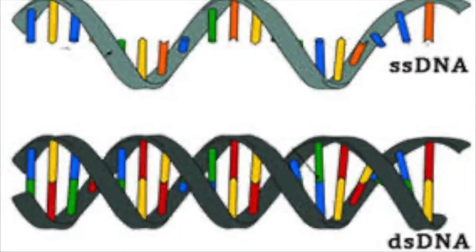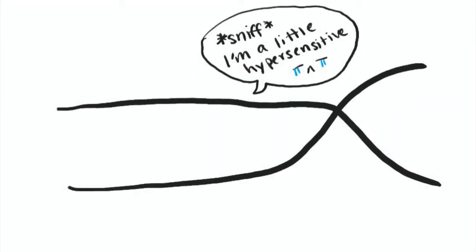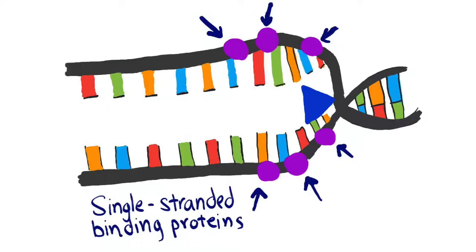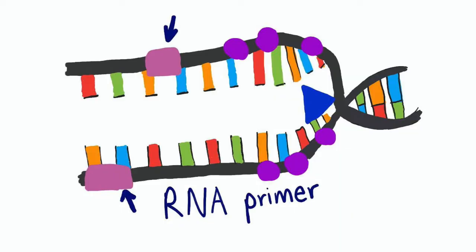The single-stranded DNA, or ssDNA, is less stable than its original double-stranded form, and is hypersensitive in nature. To protect the genome, single-stranded binding proteins stabilize the individual DNA strands. In this way, single-stranded binding proteins maintain the annealed structure of the single-stranded DNA. The enzyme RNA primase then synthesizes RNA primer, which is then attached to both strands of the DNA.